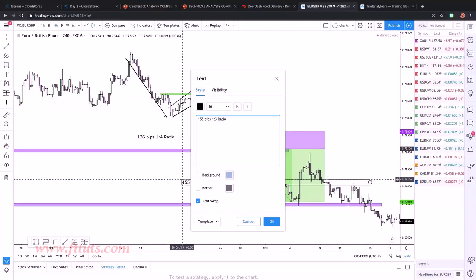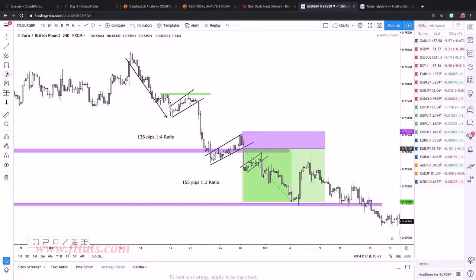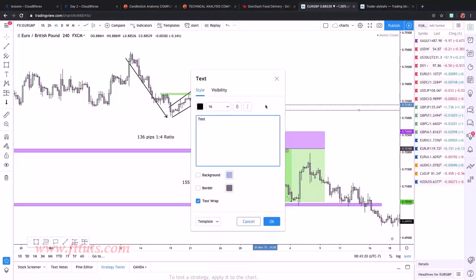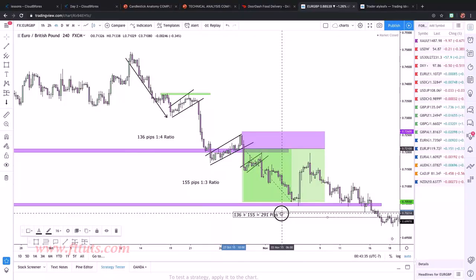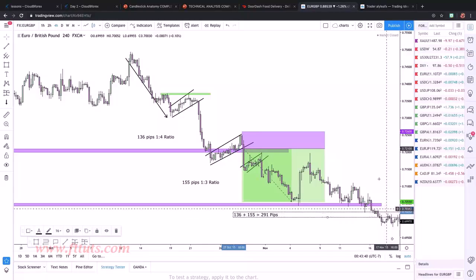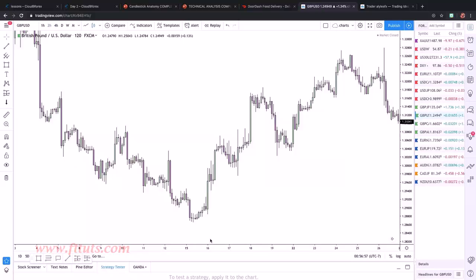Do not go lower than 1 to 2. I don't even recommend doing 1 to 2, but 1 to 2 is fine. Just don't go lower. 1 to 3 is perfect. 1 to 3 and above. So then we're just going to add up 136 plus 155 is 291 pips for that total move. And then it actually continued down again and had a retest.